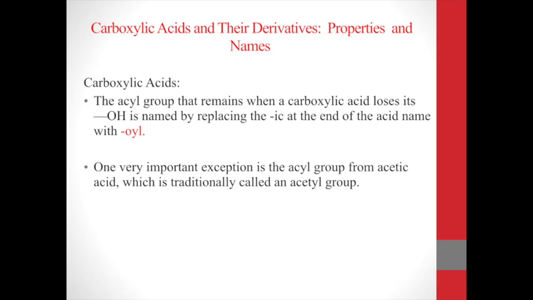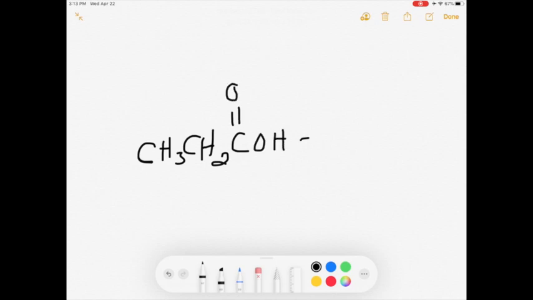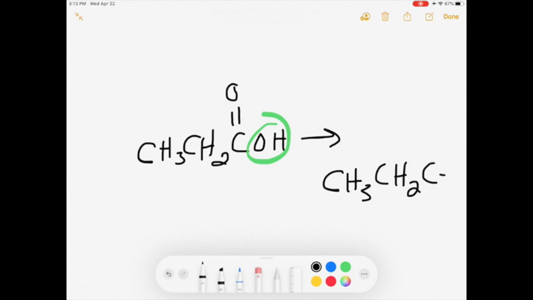Whenever a carboxylic acid loses its OH group, the ic acid at the very end is replaced with OYL. I'll give you an example here. So here we have propanoic acid. Okay, and if it loses the OH group, then we have CH3, CH2, C, O, like that.